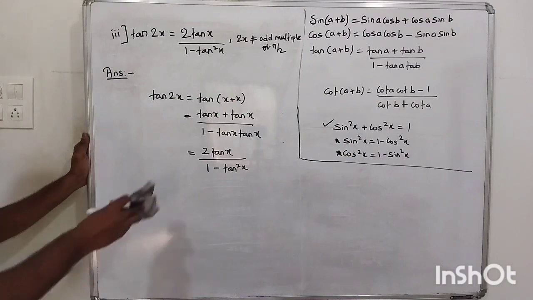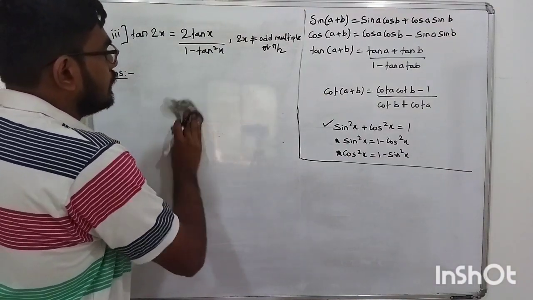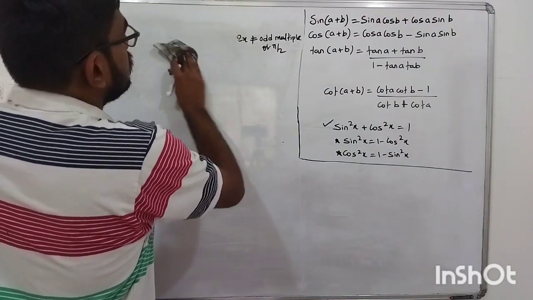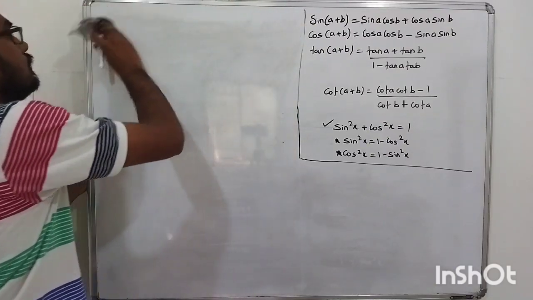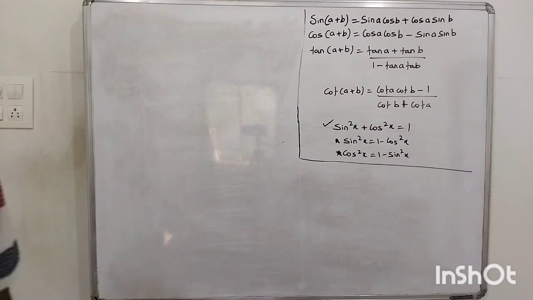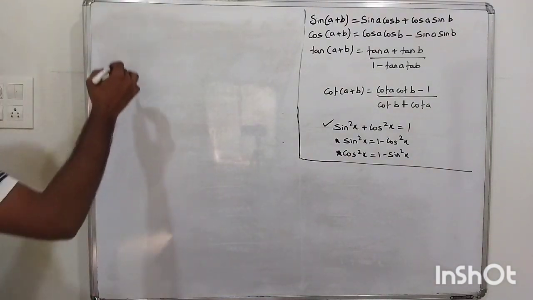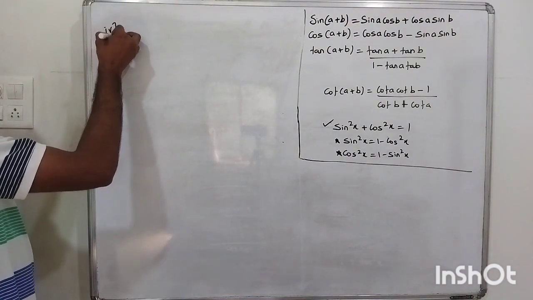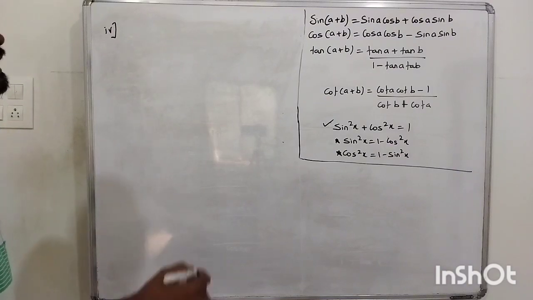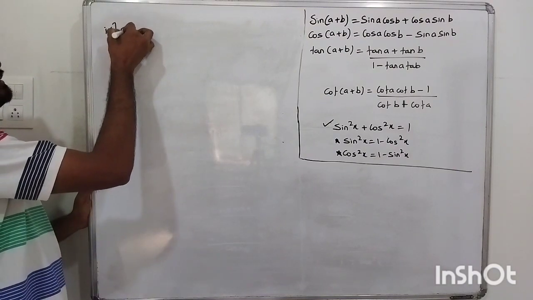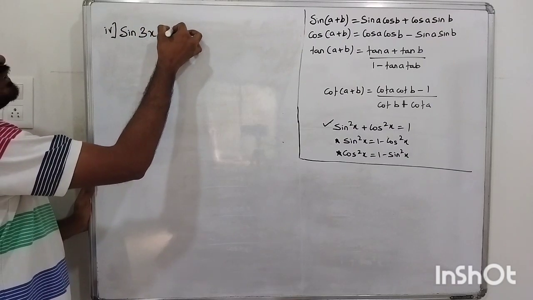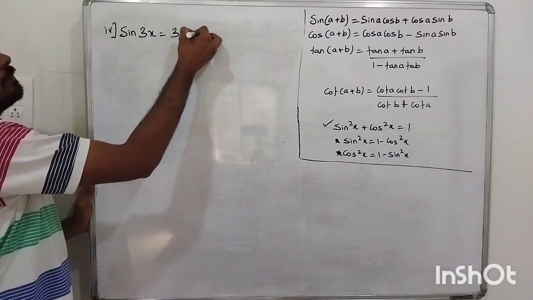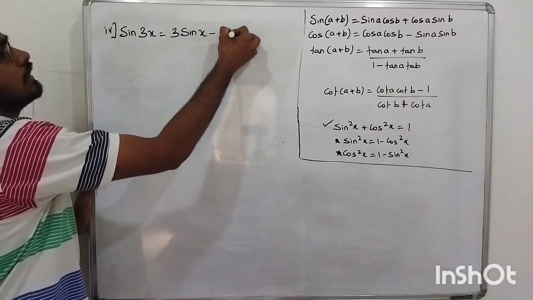Next we will see triple angles now. So fourth formula, you saw all the three double angles. Next we will see triple angles. So fourth one, in triple angles, first we will see sin 3x. So sin 3x is equal to 3 sin x minus 4 sin cube x.